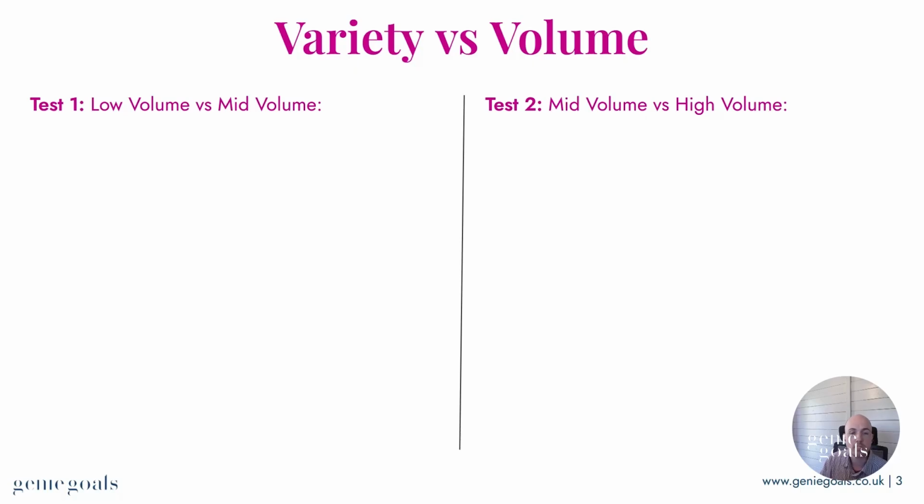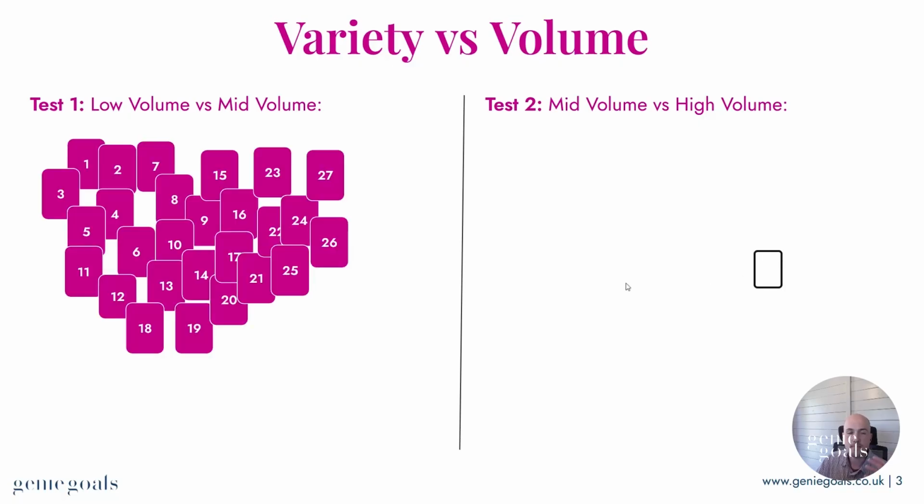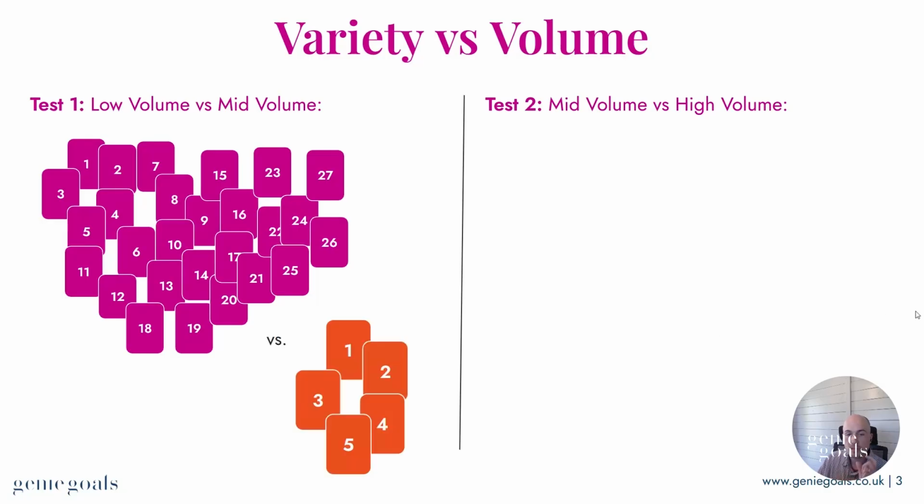So two tests. We've got test one, which is low volume versus mid volume. Here we ran a batch of mid volume assets, so 26 assets in total. We established the top performers. Once we'd done that, we broke them out. These are our top performing assets, and we ran them against that original 26.